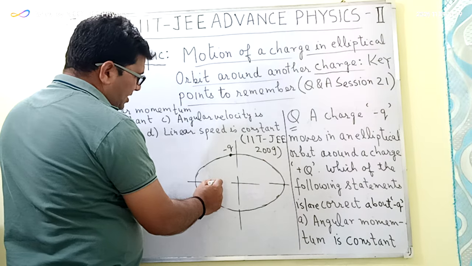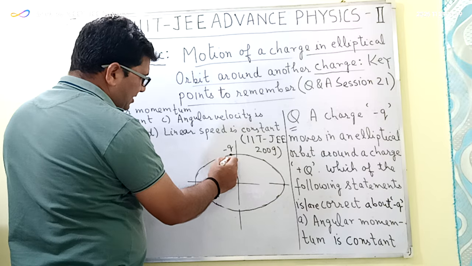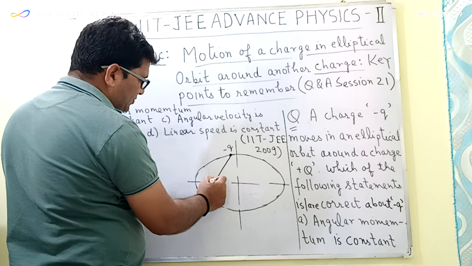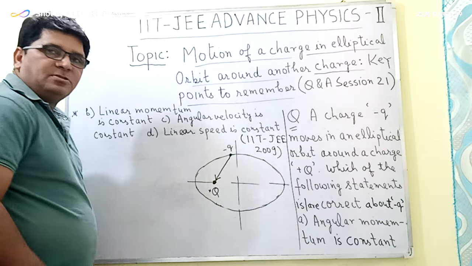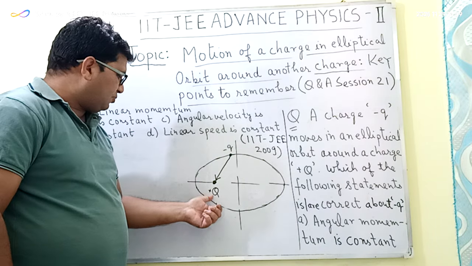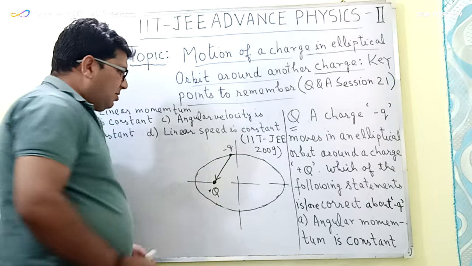Now, since this negative charge is moving in an elliptical orbit as shown in this figure, and this is a positive charge, this charge will be experiencing an electrostatic attractive force, and this force will be directed towards this capital Q charge as shown by this arrow.